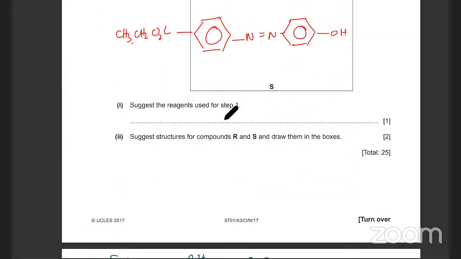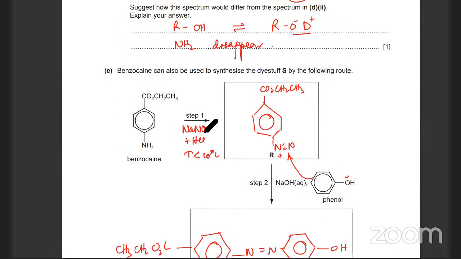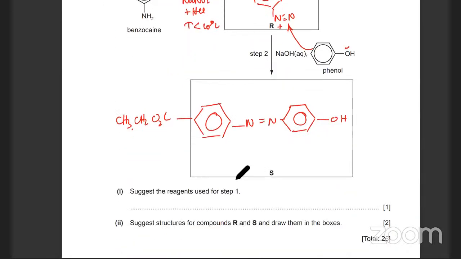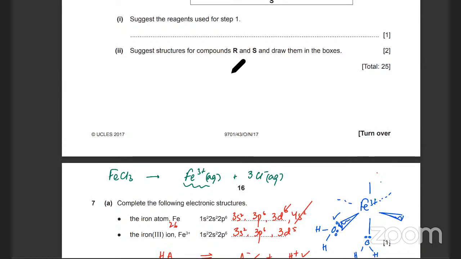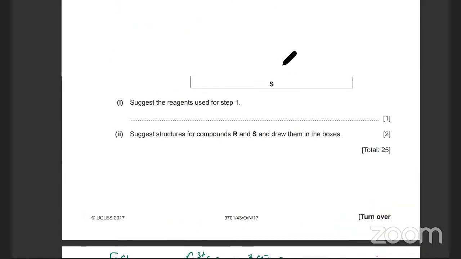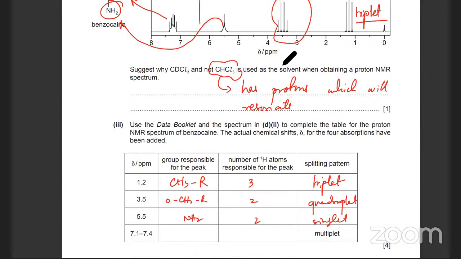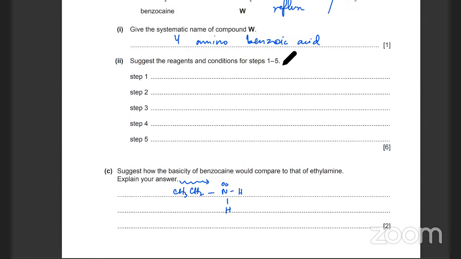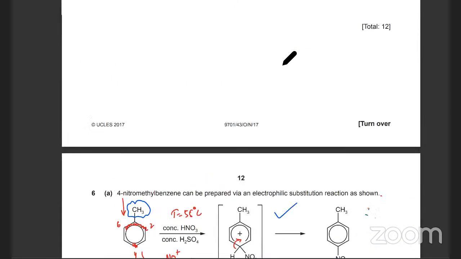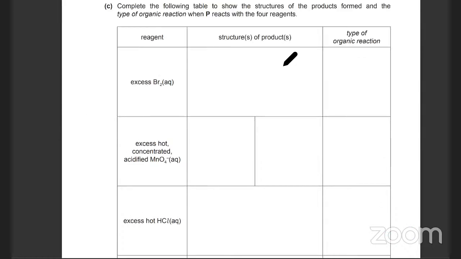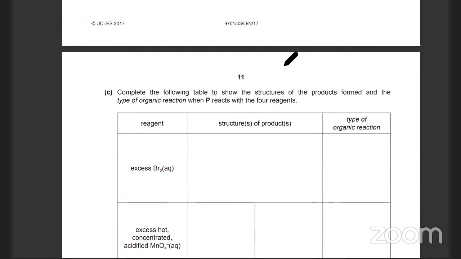And suggest the reagents used for step 1. That's it. We wrote that down, NaNO2 plus HCl. And he's saying suggest structures for compound. We did draw them. So we drew them. And that's how you're going to do this. Now, so now the next, this is the previous part.